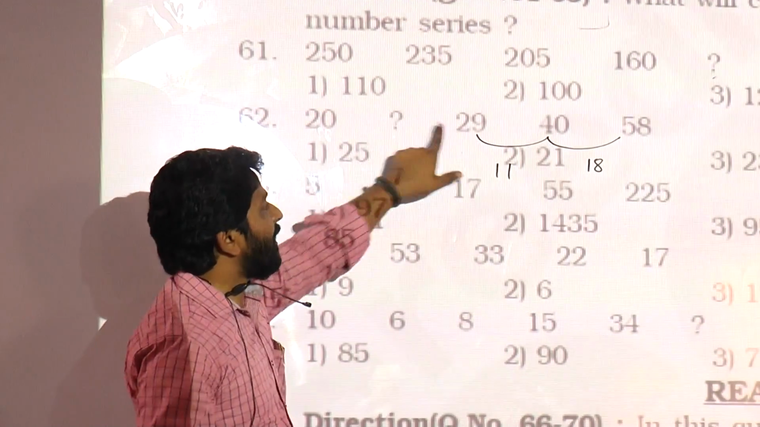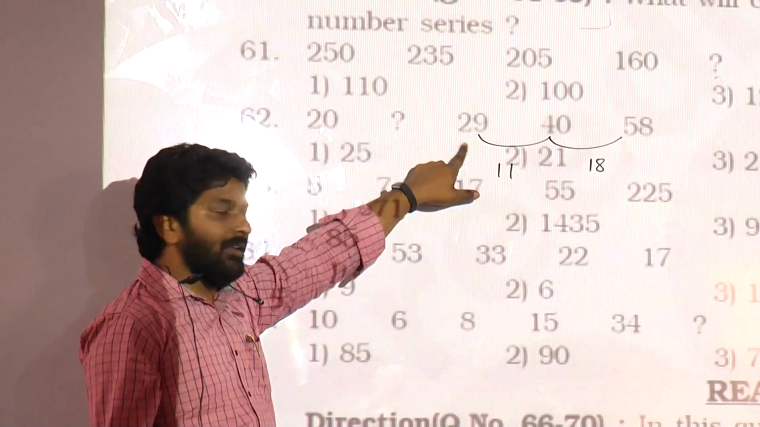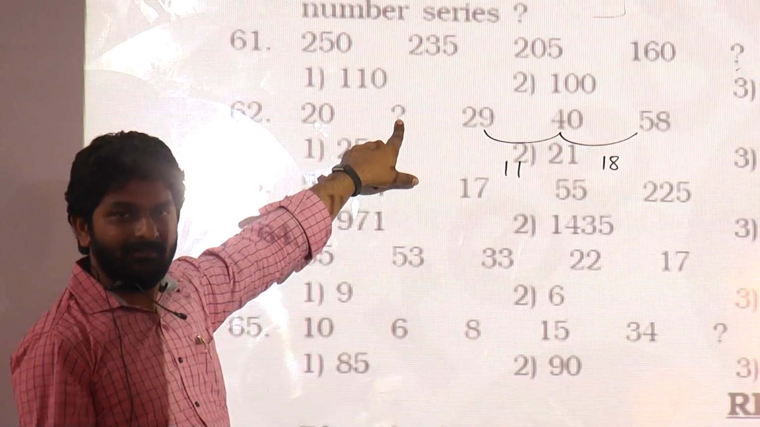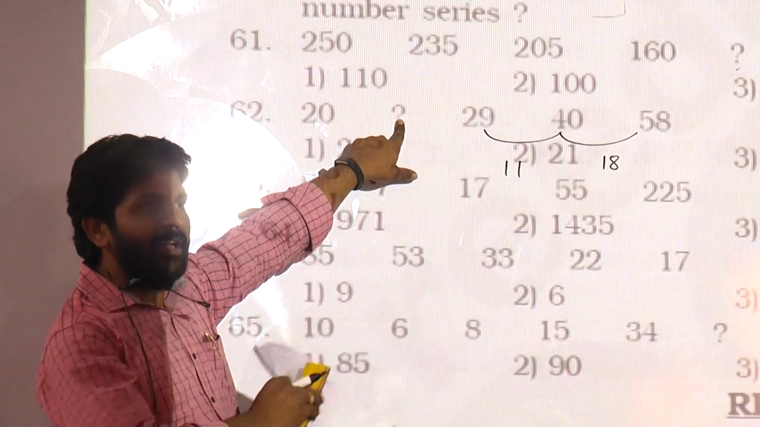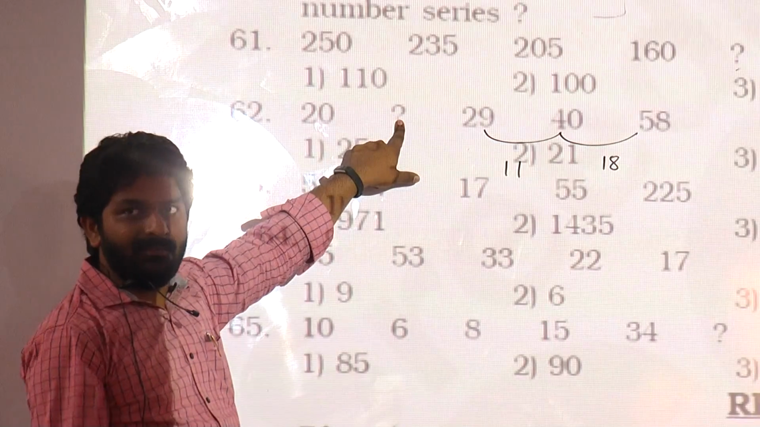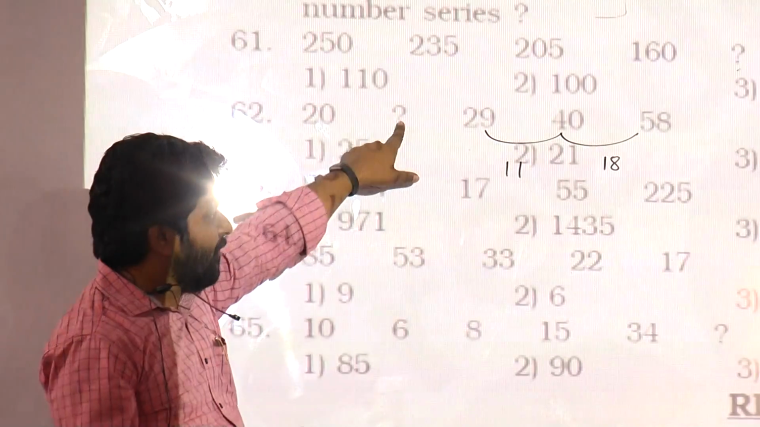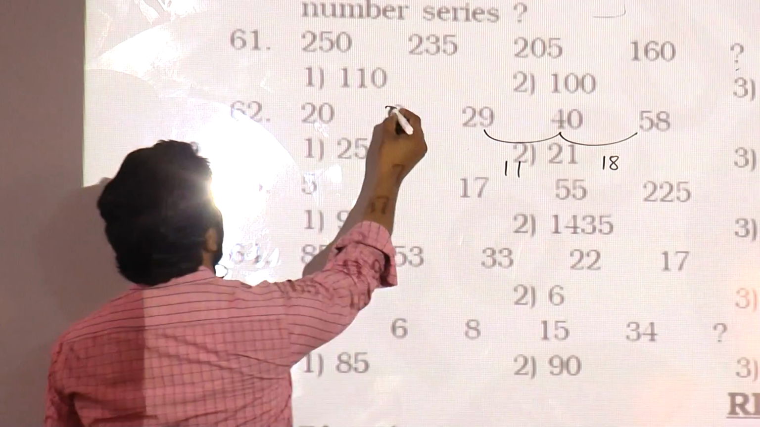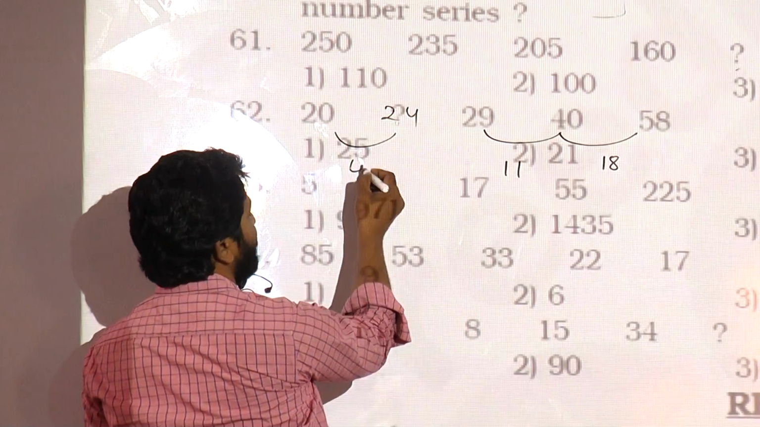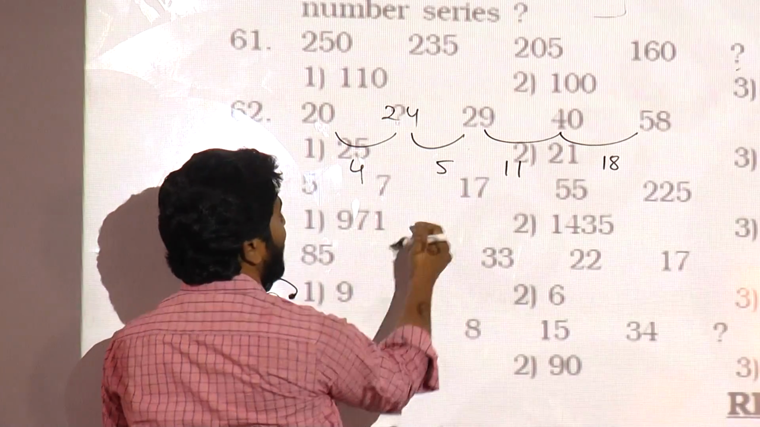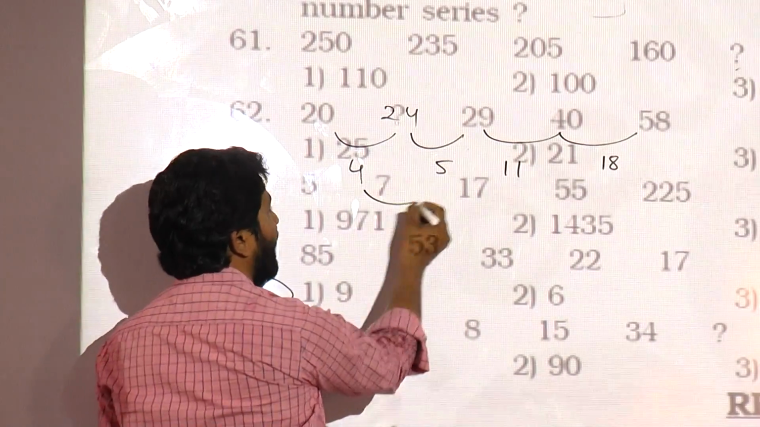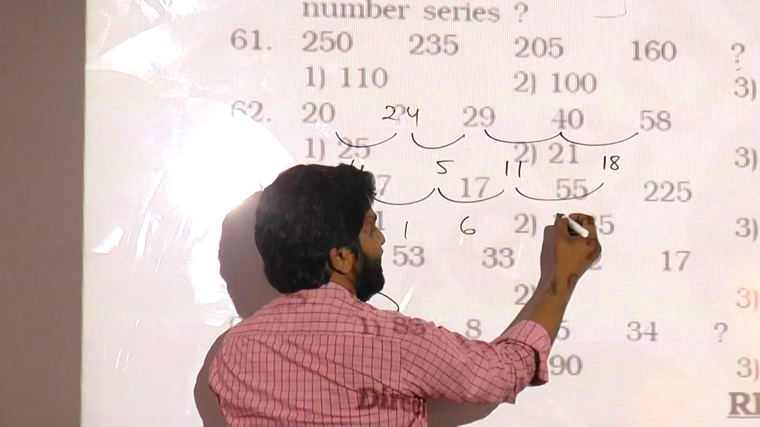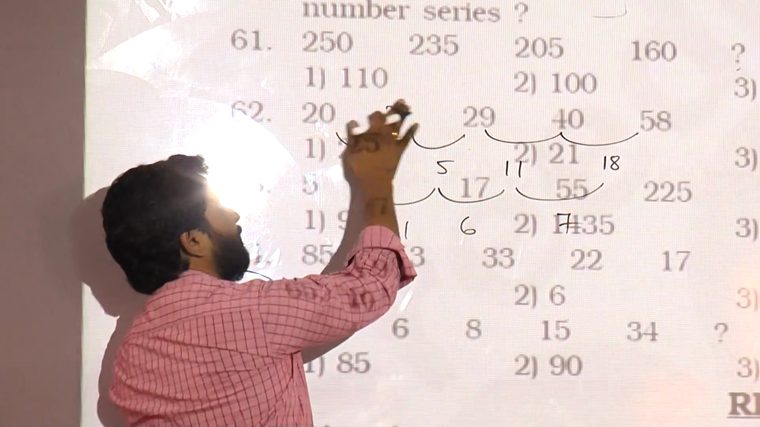Difference between 20 and 29 is 9. So this number must definitely be either 24 or less than that. Then only you will get increasing order. Difference in increasing order, right? So do you have 24 here? Let me verify 24. If I have 24, the difference is 4 here and here it is 5. No rule. Let me go for difference of difference. 1, 6, 7. No rule. So 24 cannot be your answer.